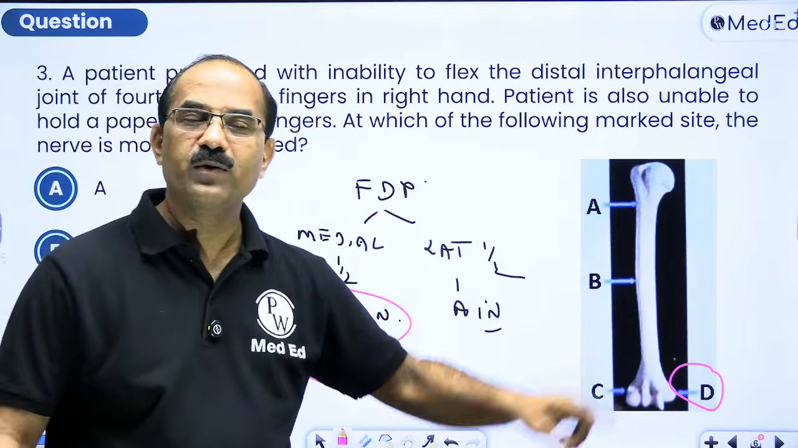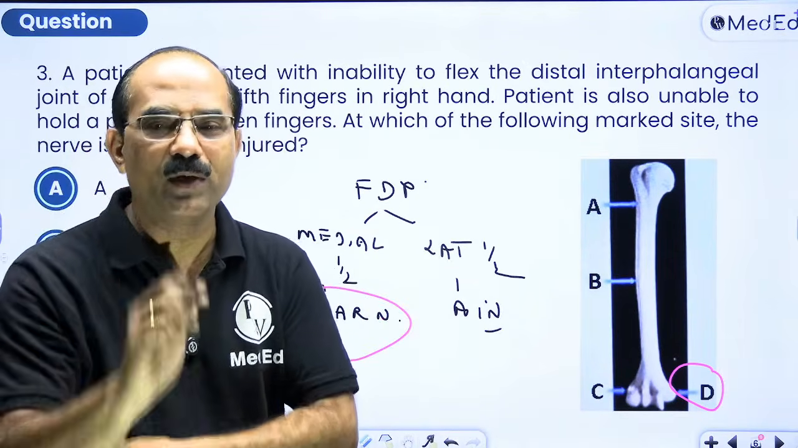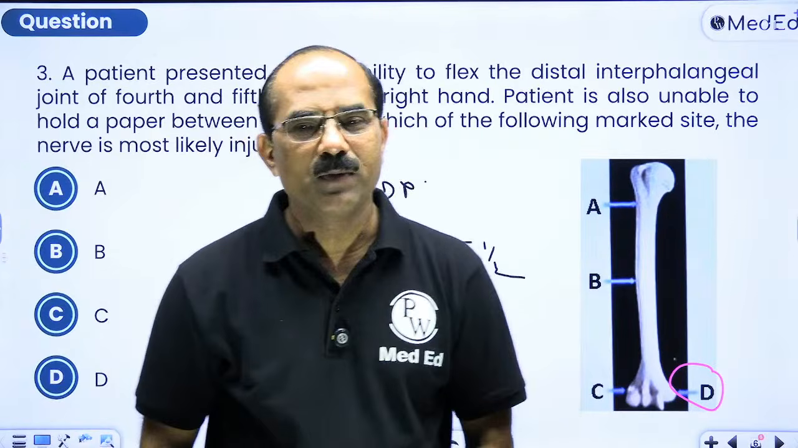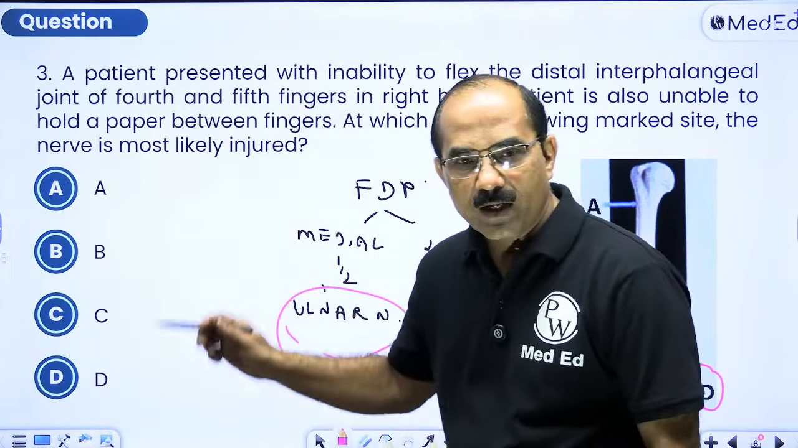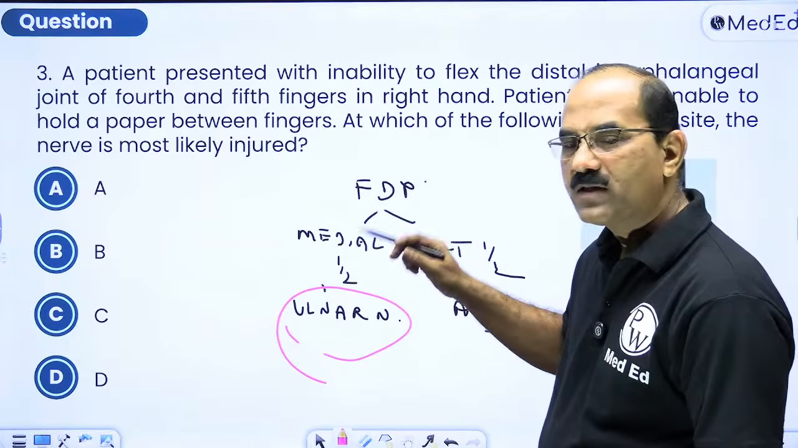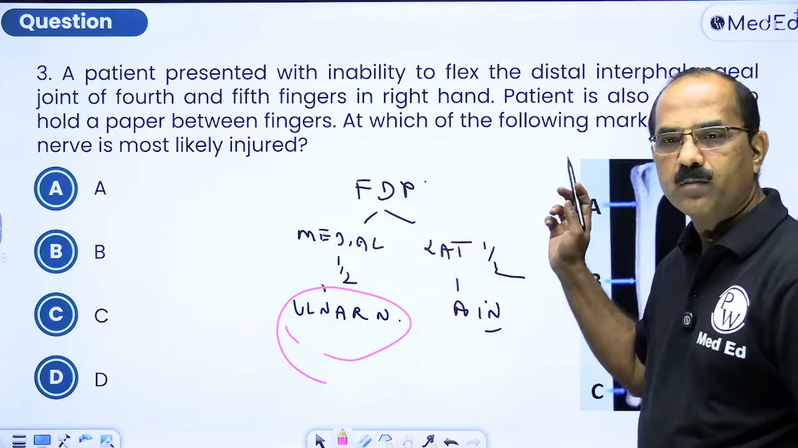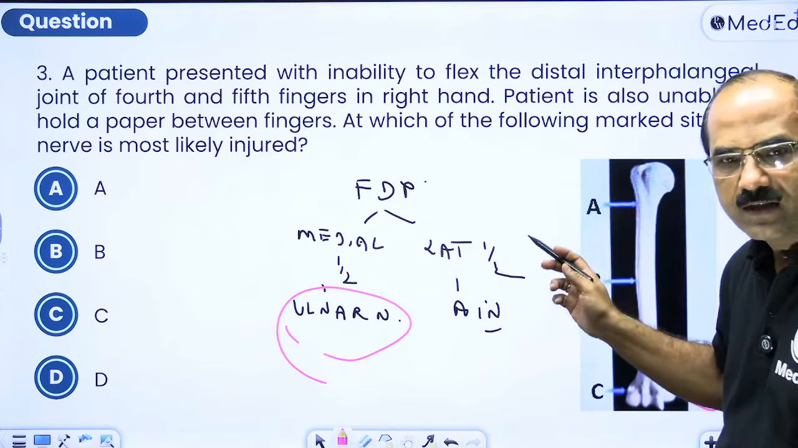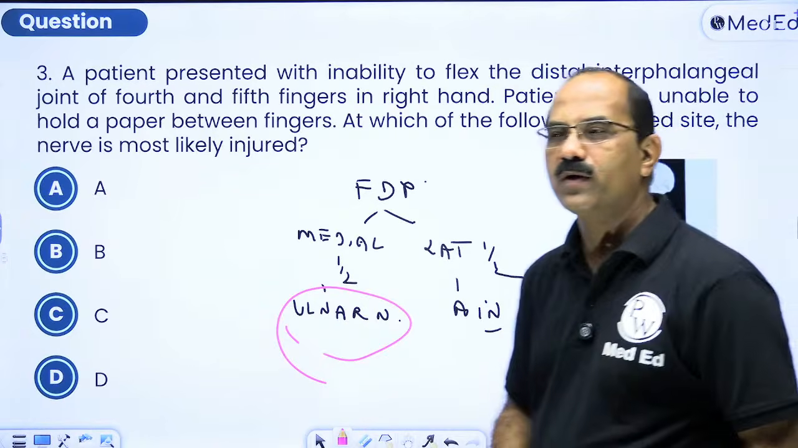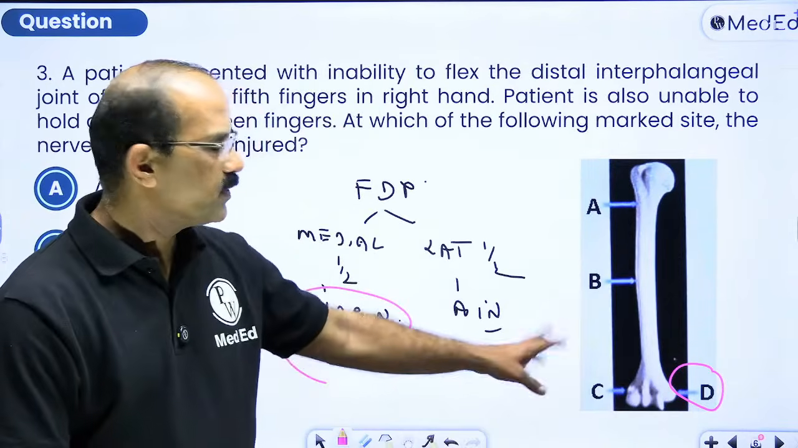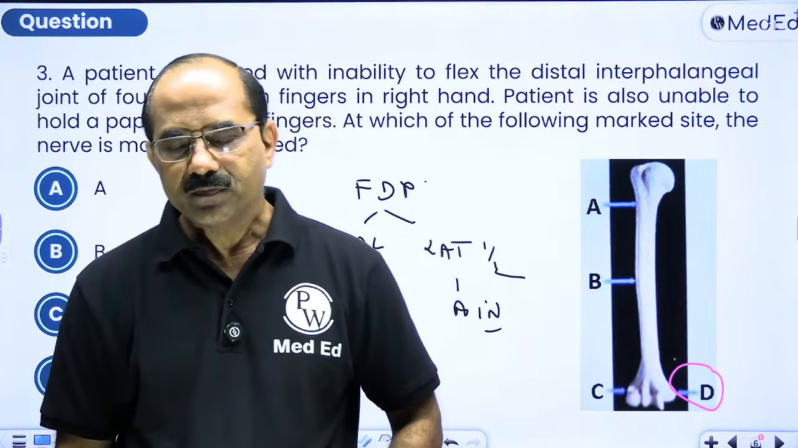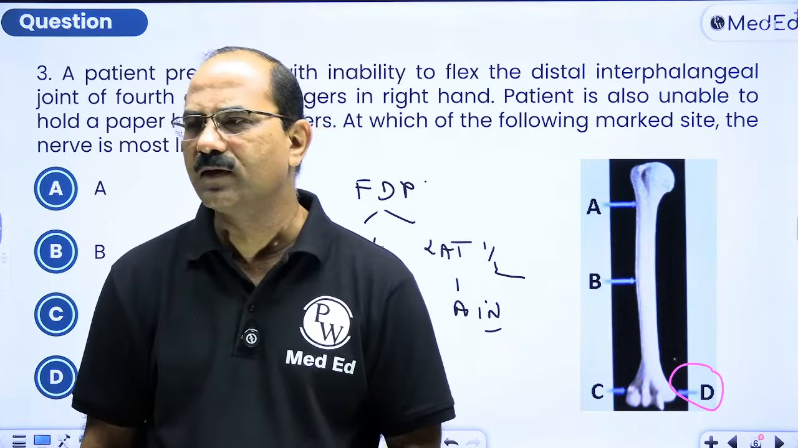Ulnar nerve कहाँ पे होती है? It's behind the medial epicondyle of the humerus. समझ में आ रहा है? Person is also unable to hold a piece of paper between the fingers. At which of the following marked site the nerve is most likely to be involved? So इसका आंसर क्या होगा? D. समझ में आ रहा है बच्चों? Are you able to follow this?